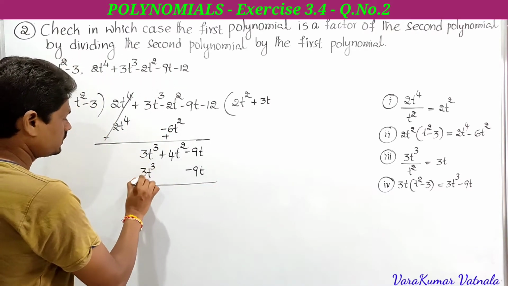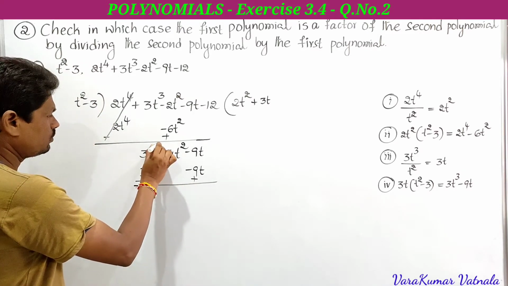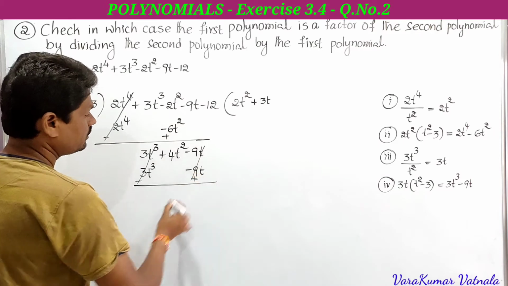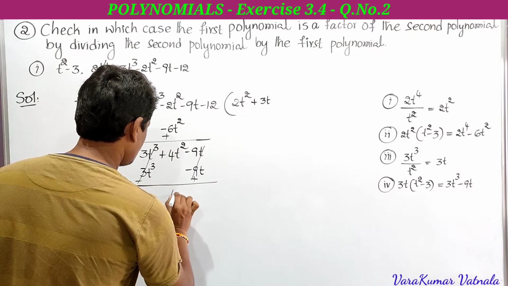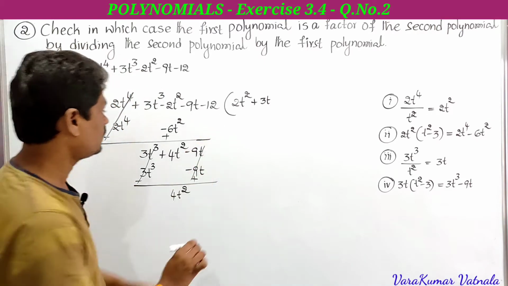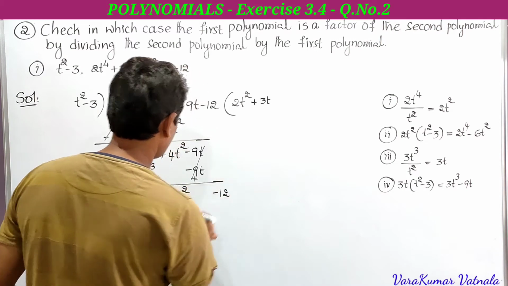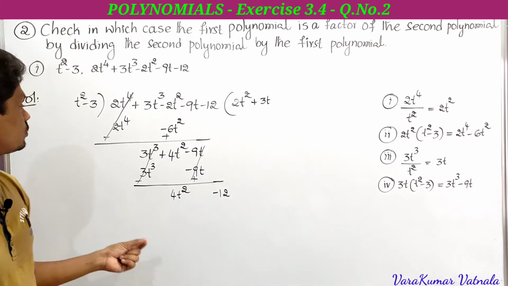Here minus 3t cube, it becomes minus, it becomes plus. 3t cube minus 3t cube gets cancelled. Minus 90 plus 90 gets cancelled. Here only 4t square is there. So next, here minus 12 is there. Write minus 12. 4t square minus 12. Here there is no t term. So 4t square minus 12 is there.